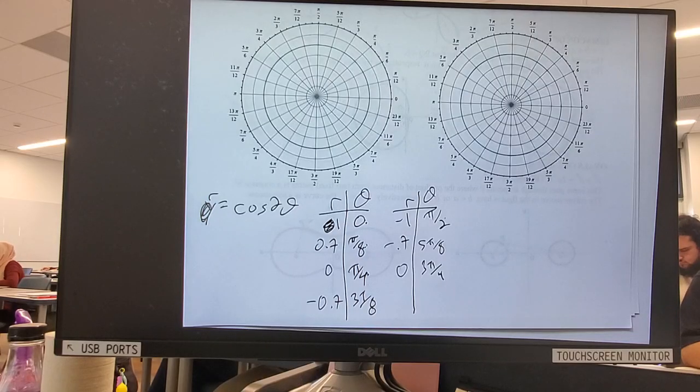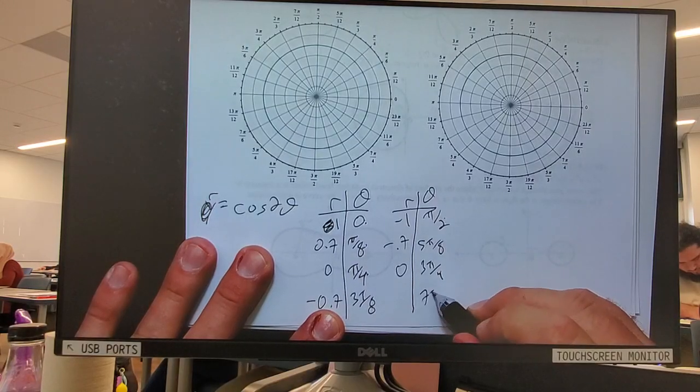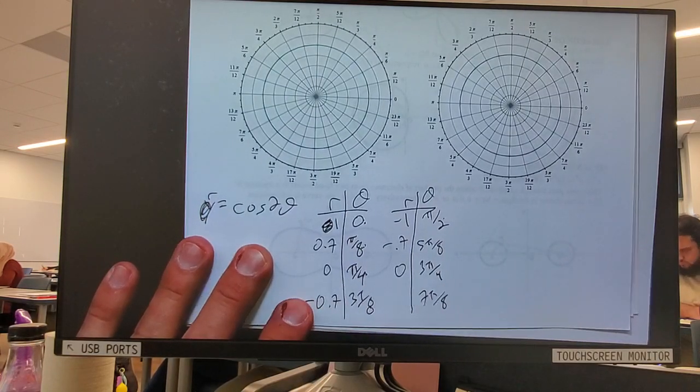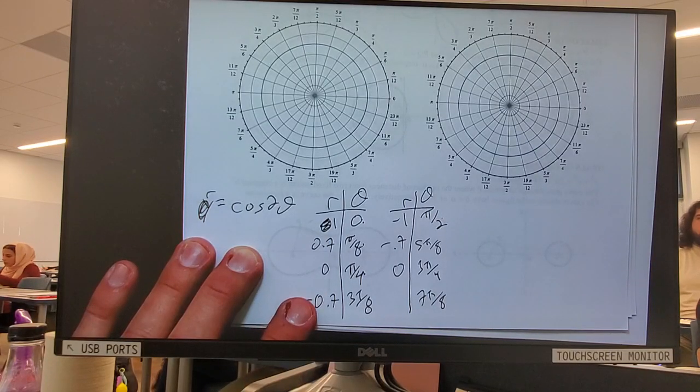Especially if what I'm plugging in is periodic itself. So if I'm doing every 1/8 of a pi step, I'm going to see that pattern. So if I plug in 7 pi over 8, 7 pi over 4, where's that? Fourth quadrant.